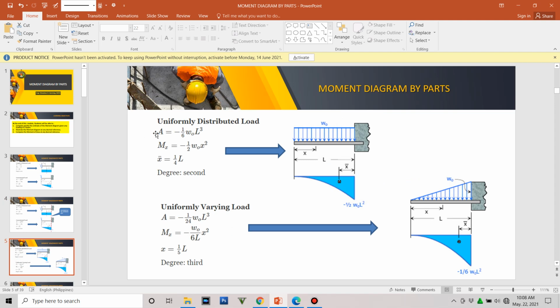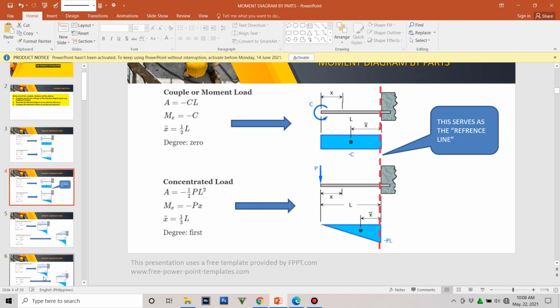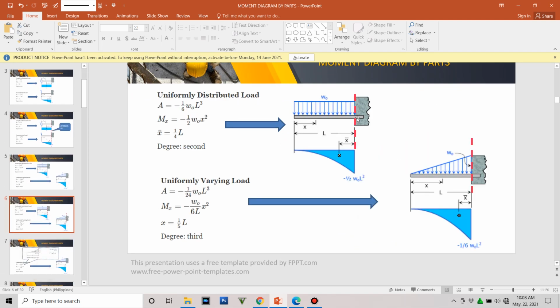What about when it is a distributed load? Again, just the same. We take the reference line. Okay? We take the reference line here, right? From that, the maximum value of these spandrels is there. So, the look of the distributed load is, this is a second degree curve.